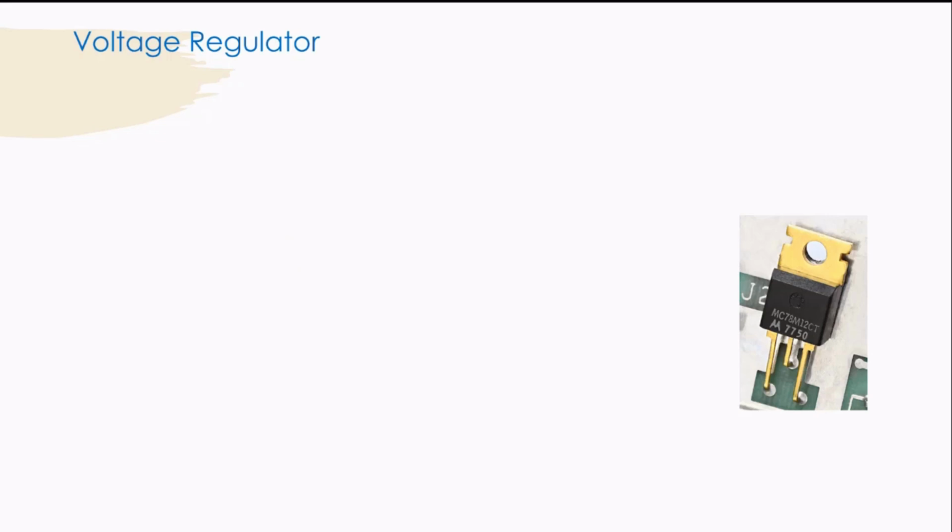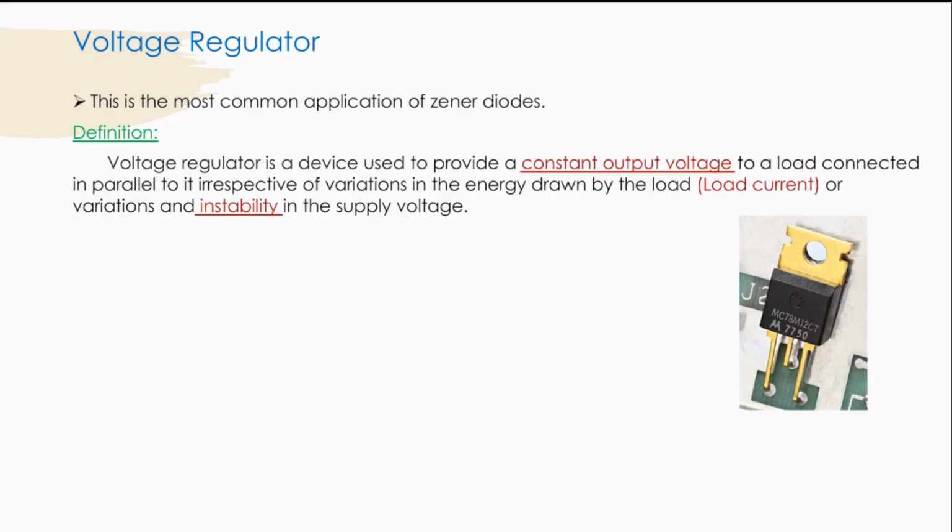First, coming to the voltage regulator. This is the most common application of the Zener diode. Now let us see how we can define the voltage regulator. A voltage regulator is a device used to provide a constant output voltage to a load connected in parallel to it, irrespective of variations in the energy drawn by the load, that is the load current, or variations and instability in the supply voltage.